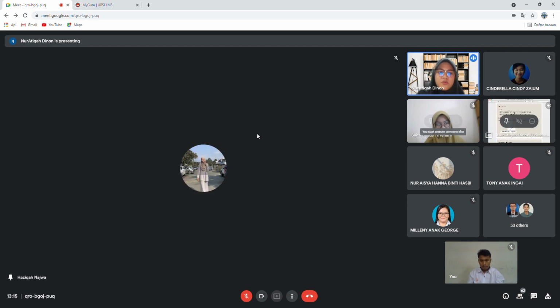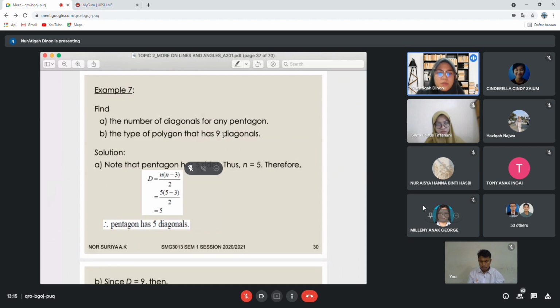So the first one, we need to find the number of diagonals for any pentagon. That means when we say any pentagon, because when we talk about pentagon, we always imagine a pentagon with the same length of sides. But when we say any pentagon, that means it can be not equal length for all 5 sides.